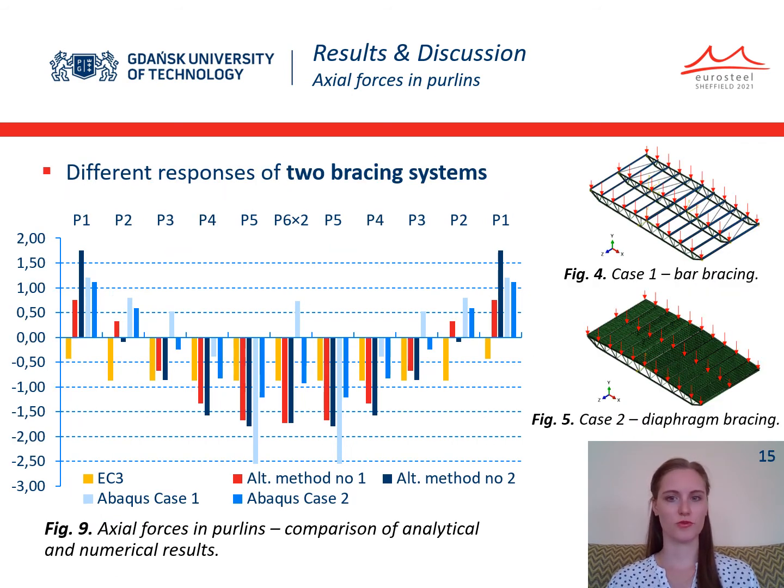Different responses of the two bracing systems were observed. In general, the axial forces in purlins in case of diaphragm bracing are lower than the forces in case of bar bracing. This tendency was observed although the purlins were braced by sheeting, so they provided a more rigid support for the trusses. It means that trapezoidal sheeting bears a significant part of the stabilizing forces.